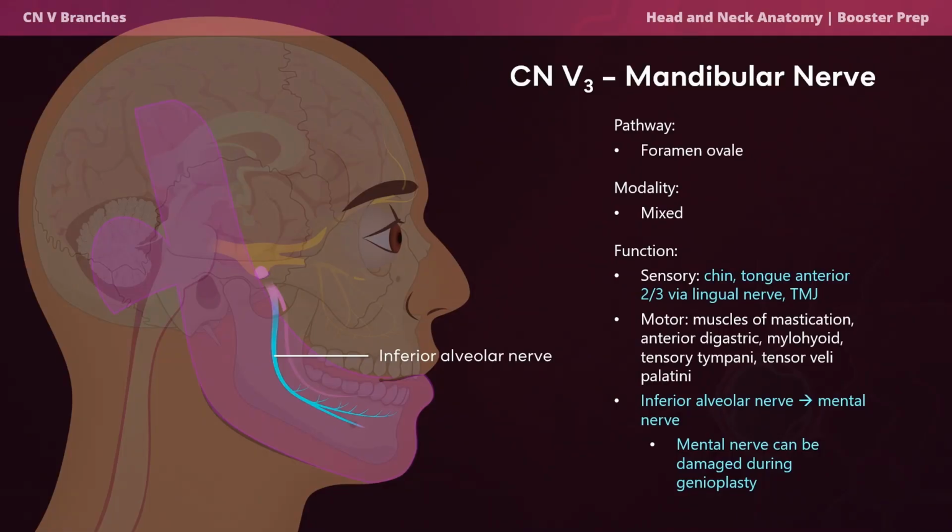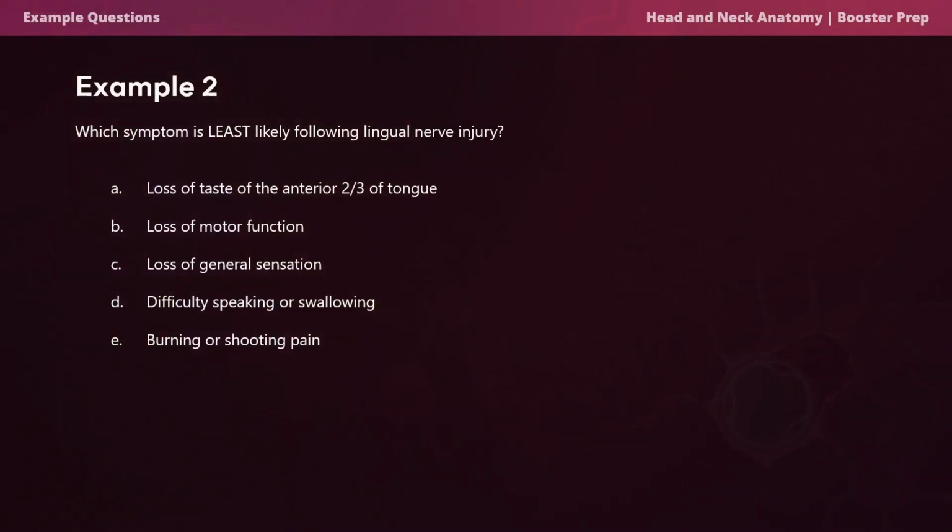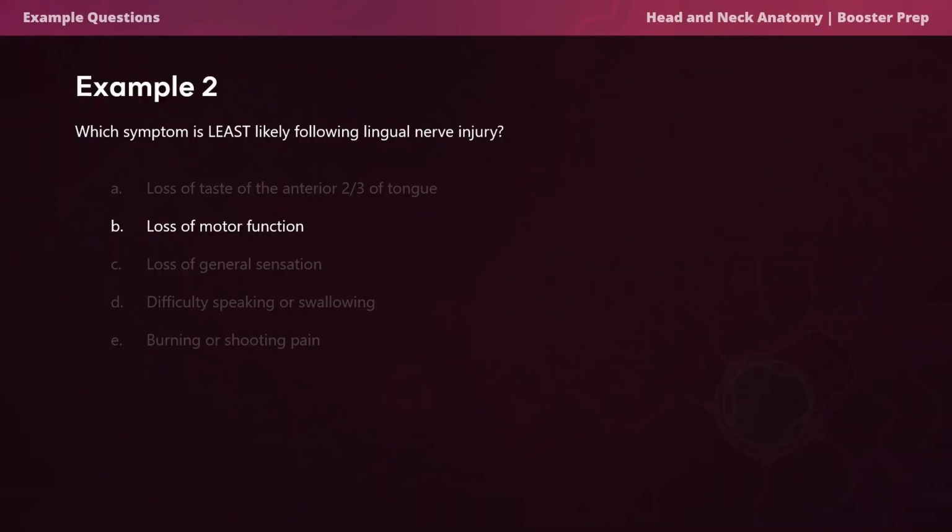Alright, got it, good. Let's move on to example question 2. Which symptom is least likely following lingual nerve injury? So the options are loss of taste of the anterior 2/3 of the tongue, loss of motor function, loss of general sensation, difficulty speaking or swallowing, and burning or shooting pain. And the answer is B, loss of motor function.